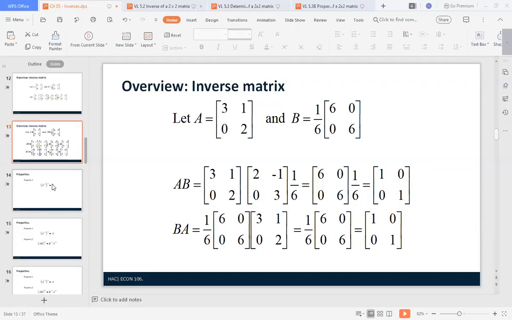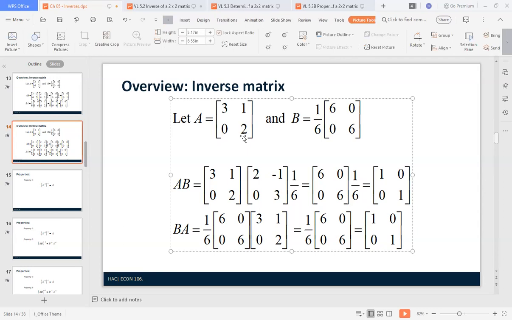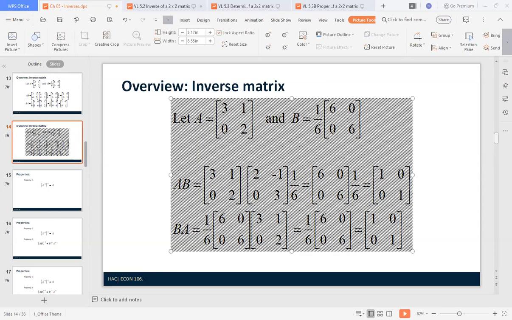Going back, we have an overview of the inverse matrix here, but I want to extend the overview to a more relatable example. Supposing that we have this one here. So I'm giving you an overview of what we will do next after the reading break.